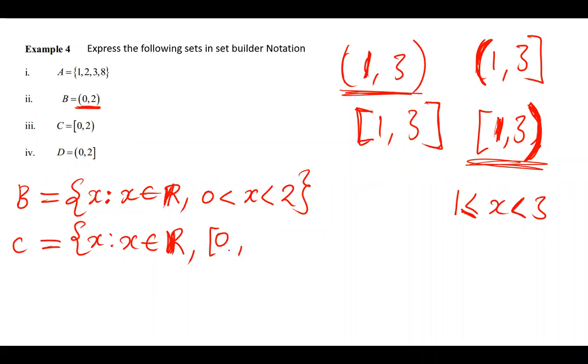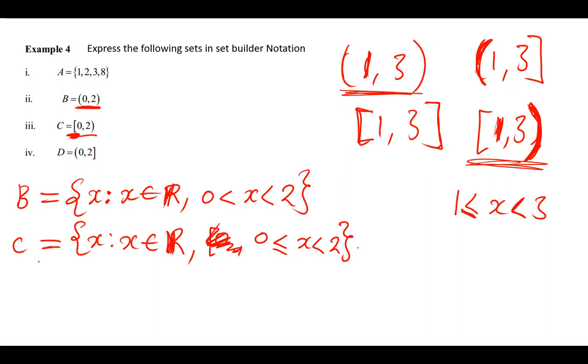Anyway, let me write just like this. So we have 0 to 2. I'm going to say 0, and of course, when you look at the bracket at 0, it shows that 0 is part of the set. So I'm going to say 0 is less than or equal to x, which is less than 2.